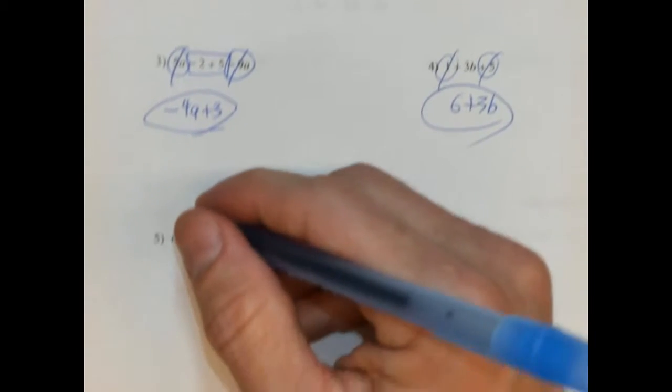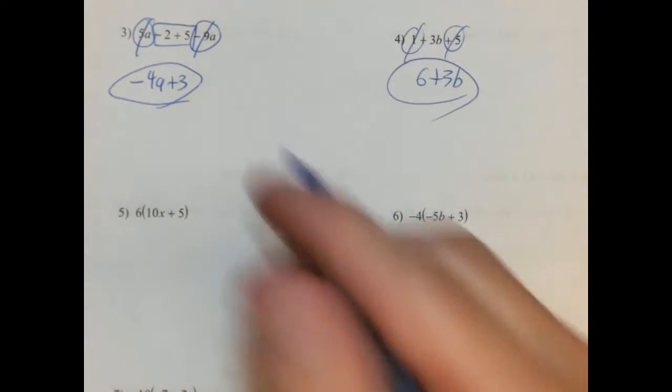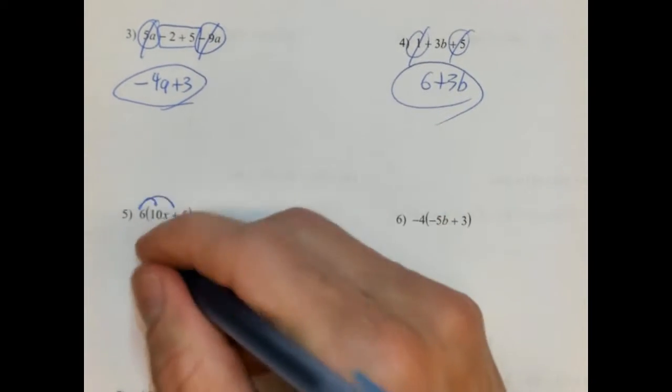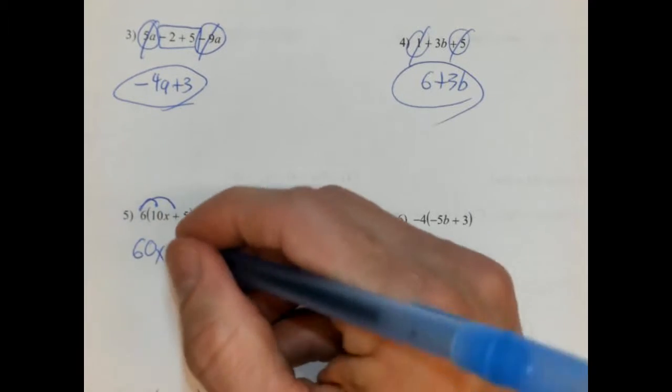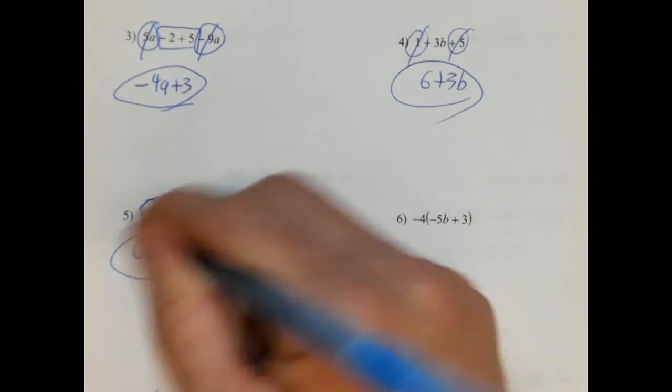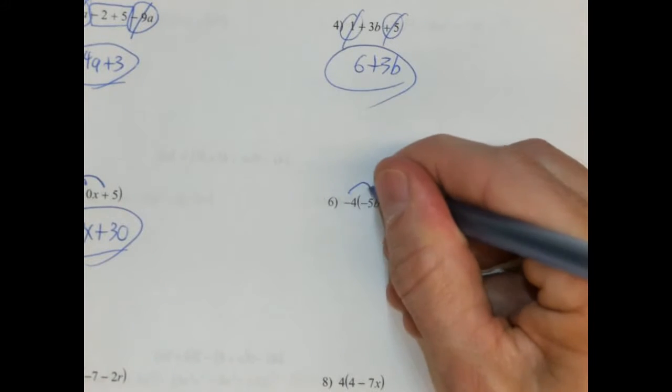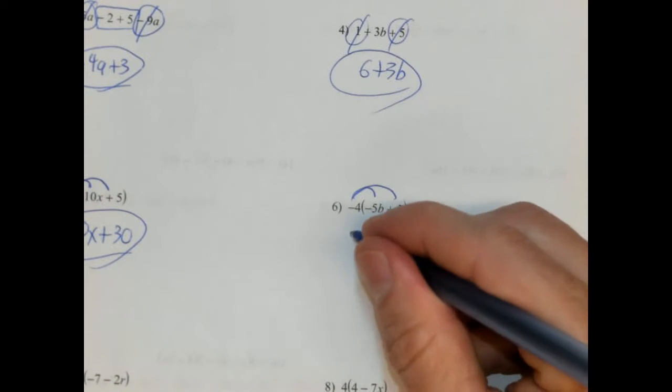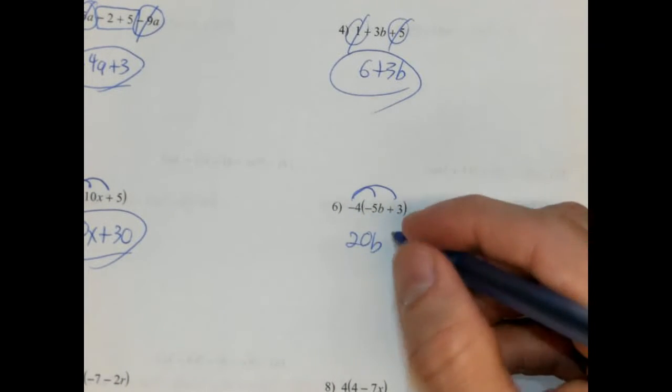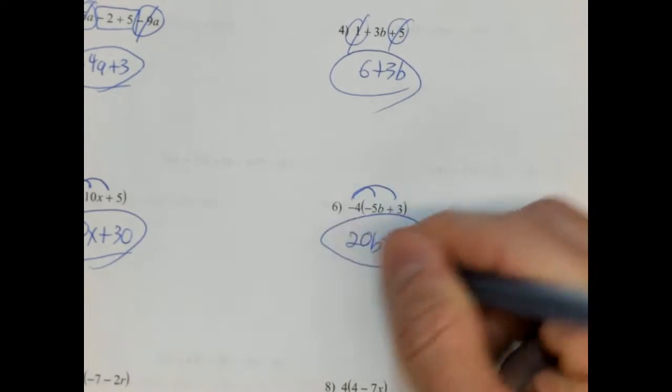And then we're going to go ahead and go down here. So those are pretty straightforward. So we're going to distribute here. So 6 times 10x is 60x, and 6 times 5 is 30. Negative 4 here we're going to distribute. So negative 4 times negative 5b is 20b. Negative 4 times 3 is negative 12.